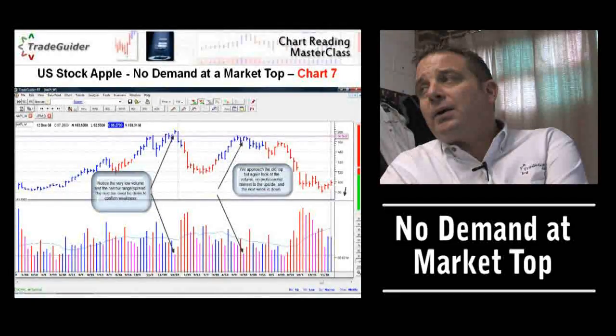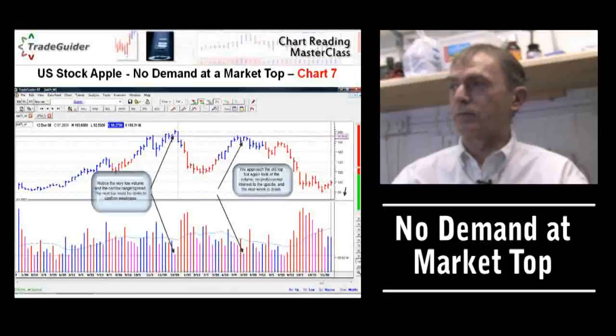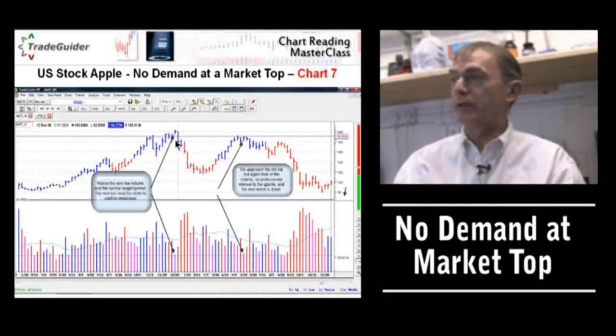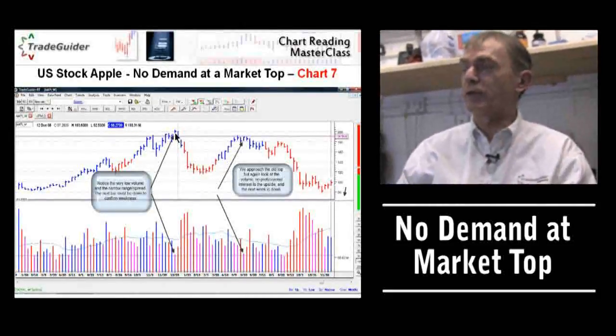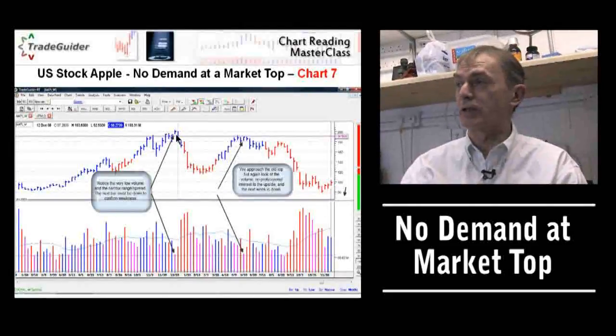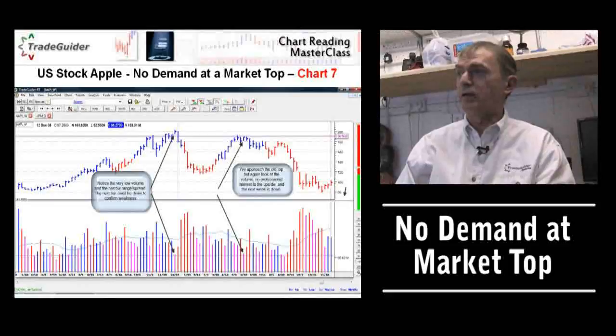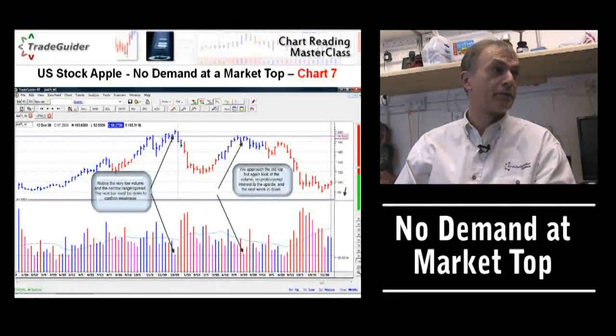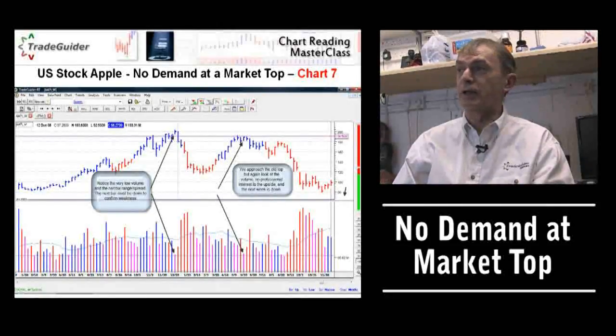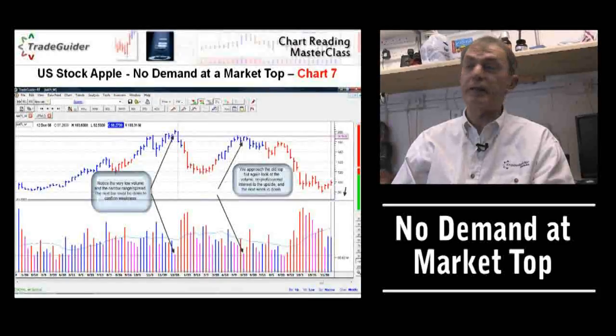Well, if you're seeing it gap up like that with a narrow spread, what that's telling you is that there's no professional interest in taking prices higher. Sorry, there's no professional selling in there, and there's no interest by the herd either. So nobody is interested in the market at that point. There's a complete lack of interest.